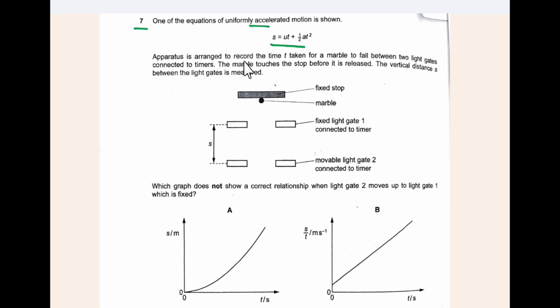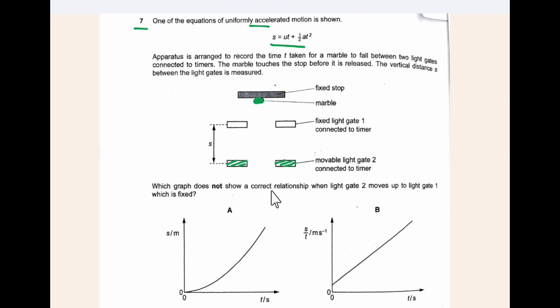The apparatus is arranged to record the time taken for the marble to fall between two light gates connected to the timer. The marble touches the stop before it is released. The vertical distance s between the light gates is measured. Fixed stop, this is our marble that falls, and fixed light gate 1 connected to the timer. So this light gate is connected to the timer, and movable light gate 2 connected to the timer. So this light gate can move. So for our diagram, we can see that the marble moves, and this light gate moves.